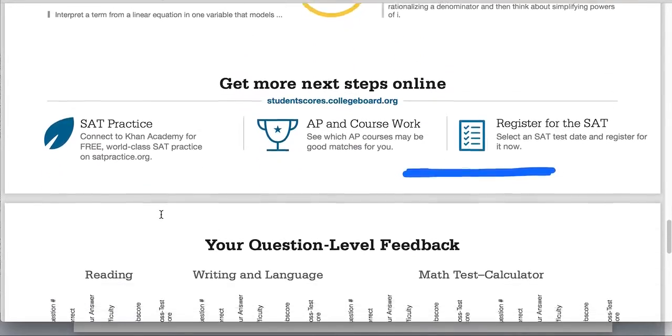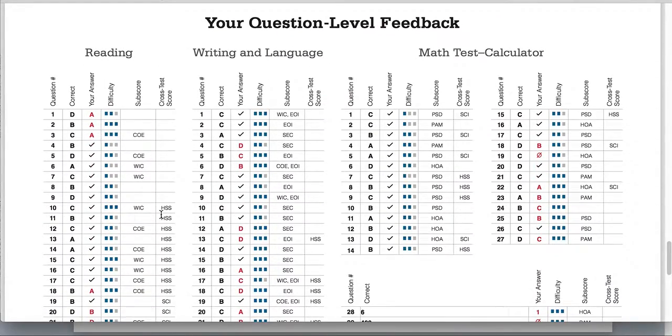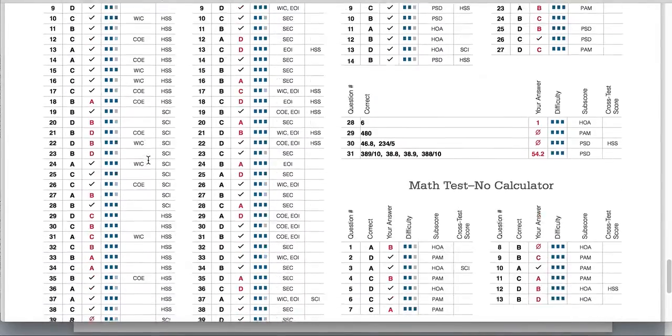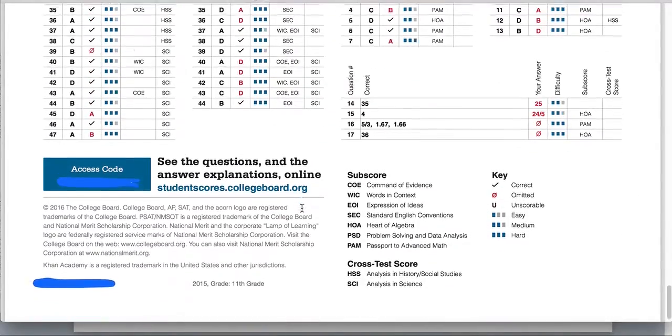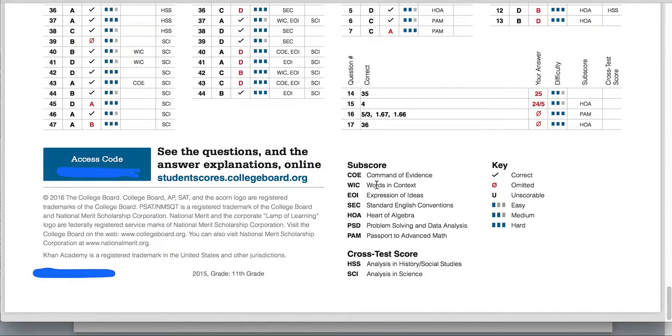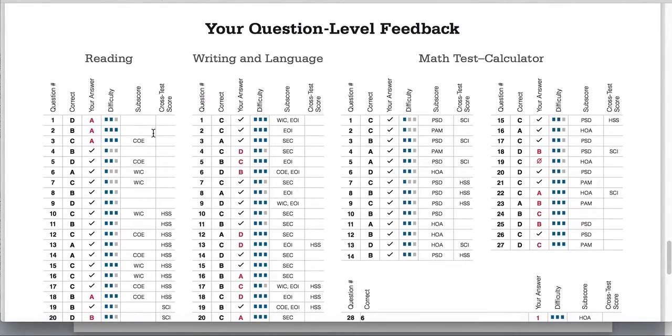However, to see more details about that, you should just check out the next page, which gives you, again, every single question on the test that you took. Now you can see how you did in certain subscores that we saw before, like command of evidence, or words in context, or passport to advanced math, by using this legend down here. So command of evidence is represented by COE, that abbreviation. If you go to the reading section, every time you see COE, you'll know that this is a command of evidence question.